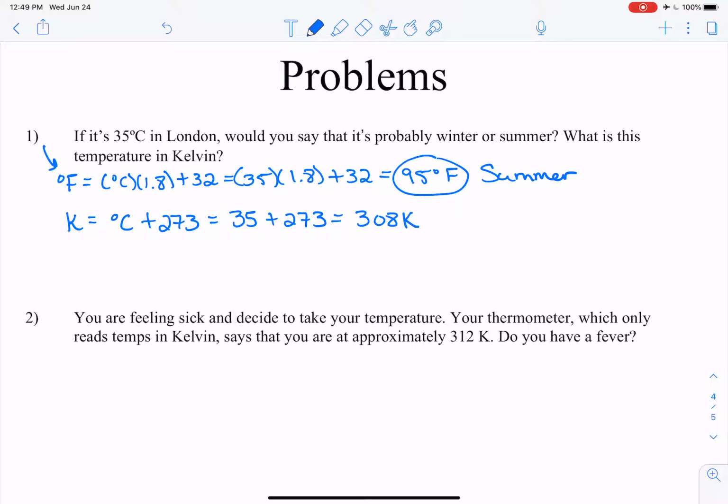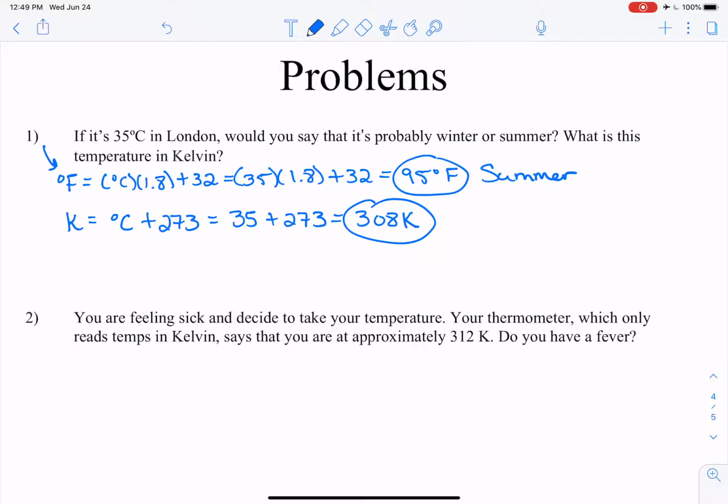Okay, so number 2, you're feeling sick and you decide to take your temperature. Your thermometer, which only reads temperatures in Kelvin, because we all have a Kelvin thermometer sitting around our house, right? Says that you have a temperature of 312 Kelvin, and we want to know, do you have a fever?